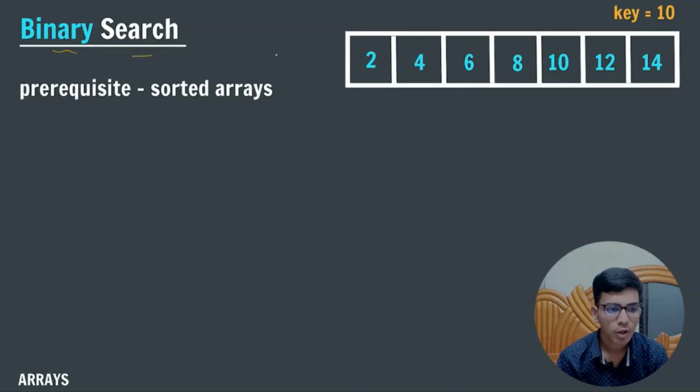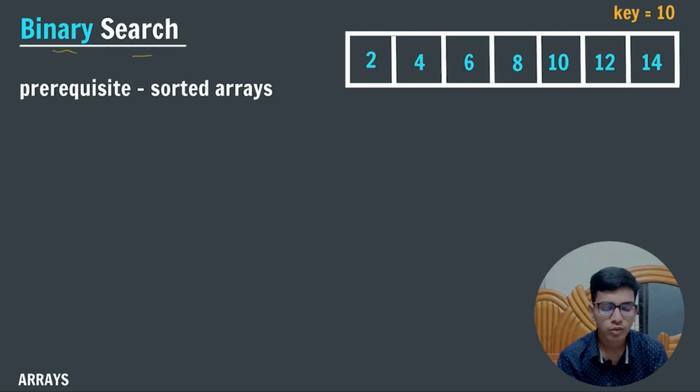Now let us talk about binary search. Binary search and linear search are the two searching techniques which are used to search a particular element in our array. If that particular element is present, then we will return the index of that particular element. This is known as searching. So we have already studied linear search, and now we are going to study binary search.